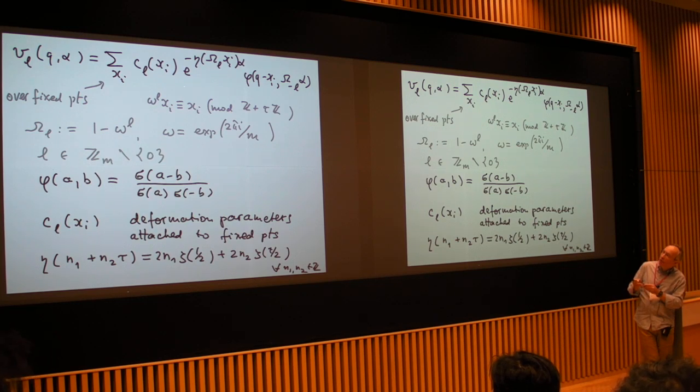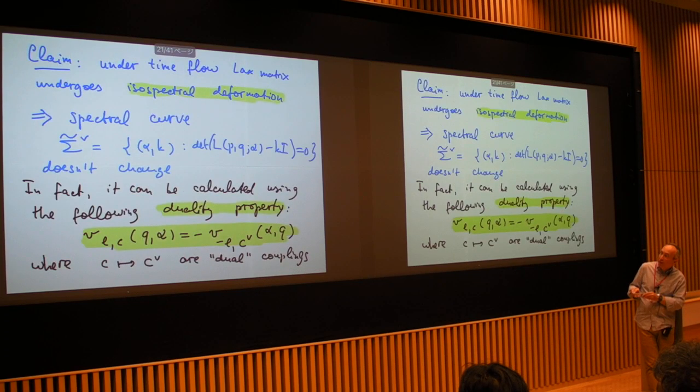And this coefficient in front, attached to this fixed point, these are exactly the deformation parameters which I talked about earlier. So eta is given by this formula related to the values of the Weierstrass zeta at the half periods. Okay, so you don't have to digest that. It's a little bit complicated, and maybe the purpose of showing it is worth it if you try to calculate.